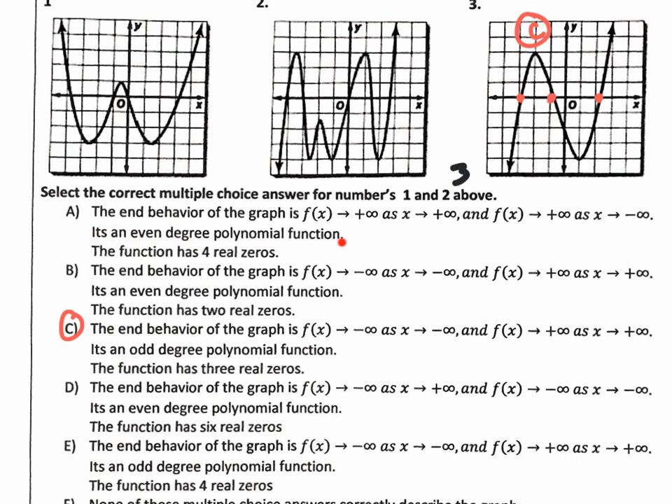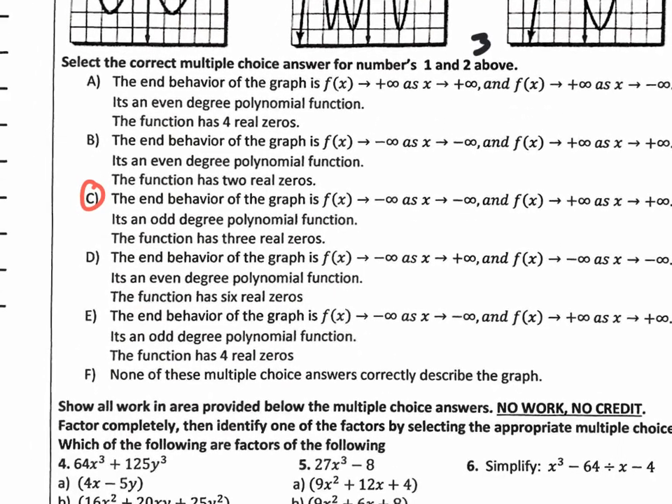It's an even degree polynomial. Is this an even degree polynomial? Yes, because it has both end behaviors up here. It has 1, 2 arrows up here. That's an even number. If it only had 1 up there and 1 down here, then it'd be an odd degree. Even degree, odd degree, right? So the last fact, the function has 4 real zeros. Does this one actually have 4 real zeros? Yes. Yep, there you go. That's your answer.